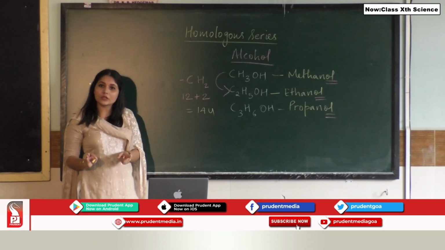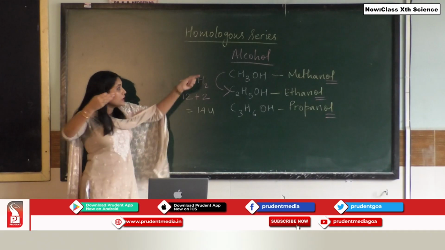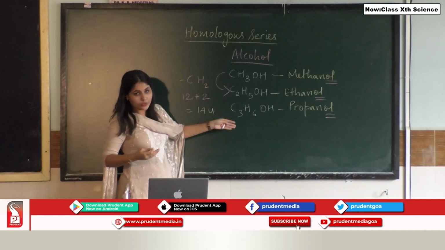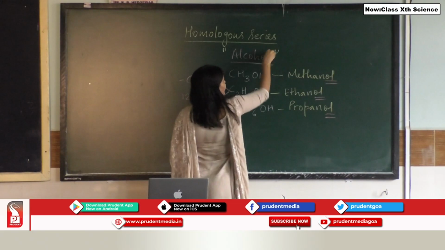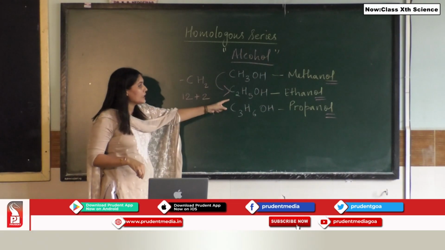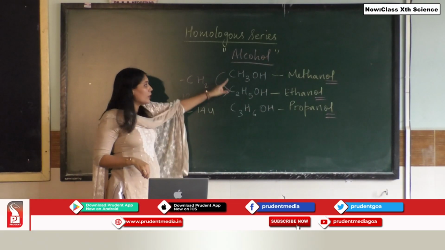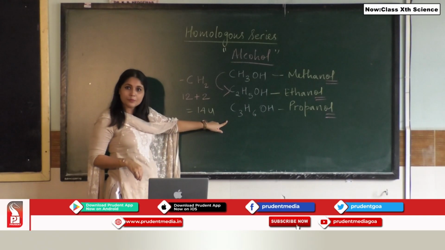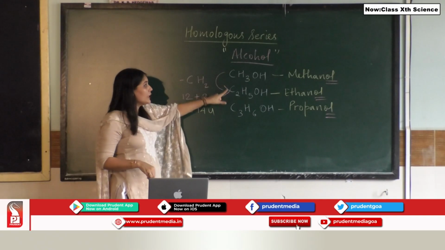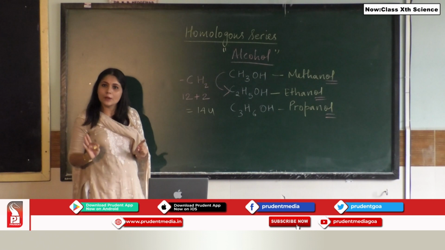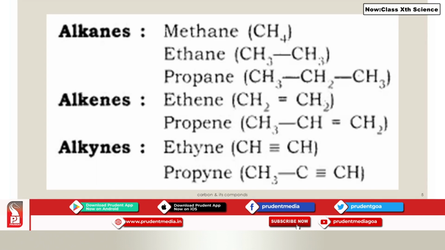So in a homologous series, all the 3 are alcohols only. All of them belong to the family of alcohols: methanol, ethanol and propanol. They all have the same chemical properties, but they all have different physical properties. Here are some more examples of alkenes, alkynes and alkanes.